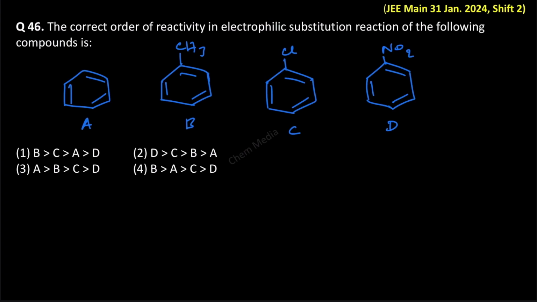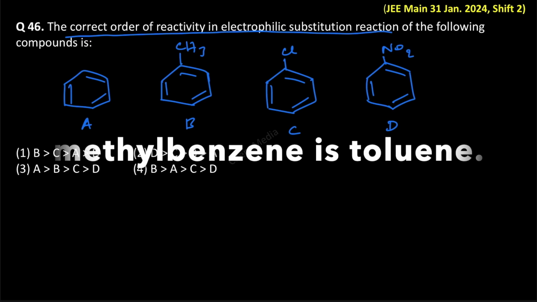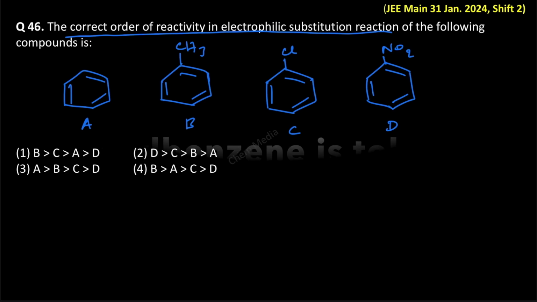Here is a question based on general organic chemistry and electrophilic aromatic substitution. We have 4 different molecules. We need to arrange them in terms of order of reactivity in electrophilic aromatic substitution reaction. We have benzene, methylbenzene, chlorobenzene and nitrobenzene.